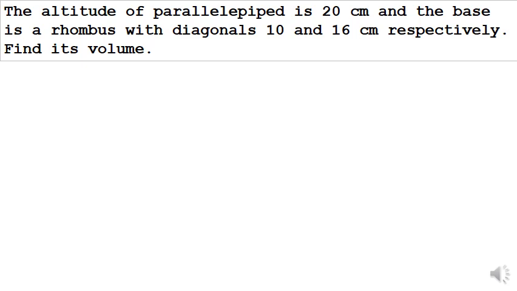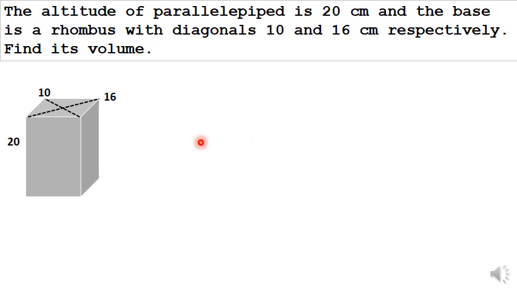Okay, next. What is the altitude of a parallelepiped? If the altitude of a parallelepiped is 20 centimeters and the base is a rhombus with diagonals 10 and 16 centimeters respectively, find its volume. This is our solid. The height is 20. The diagonals are 10 and 16.